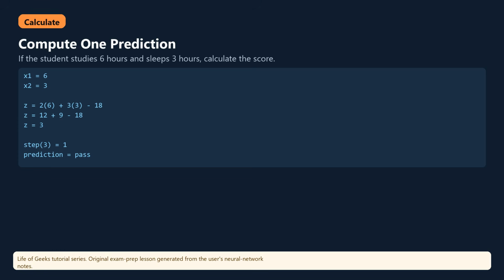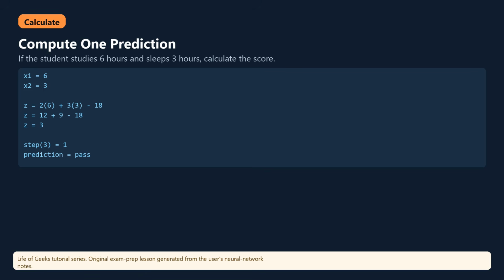Now calculate one prediction. The student studies 6 hours and sleeps 3 hours. Substitute the values into the formula. 2 times 6 is 12. 3 times 3 is 9. 12 plus 9 minus 18 equals 3. Now apply the step function. Since 3 is greater than or equal to 0, step of 3 is 1. So the model predicts pass.